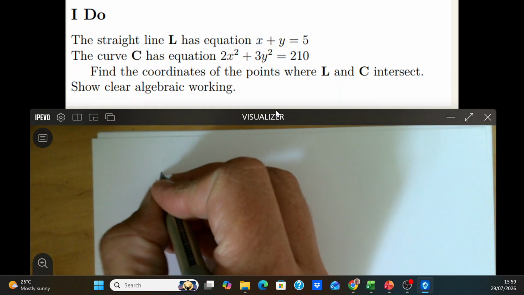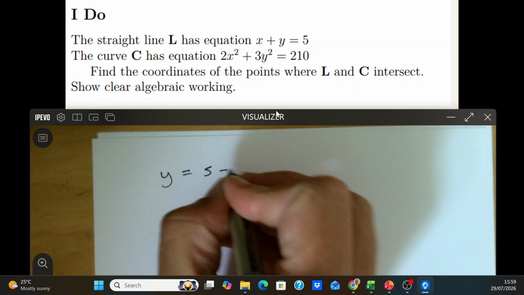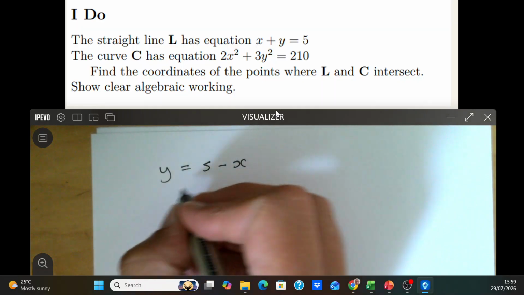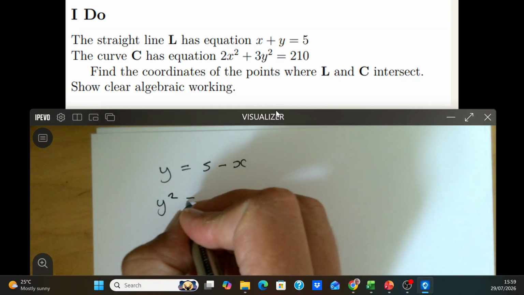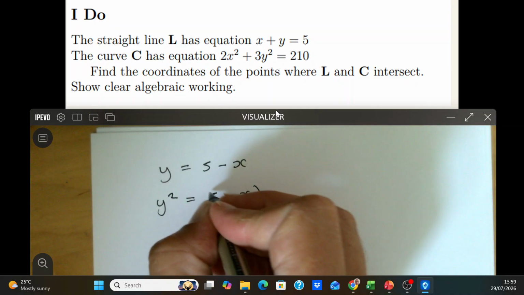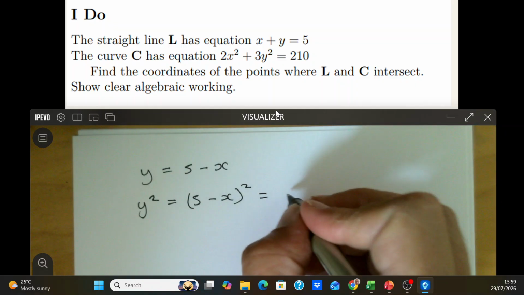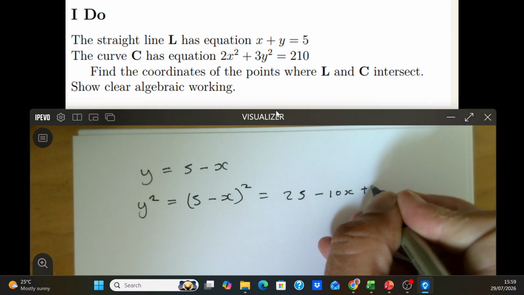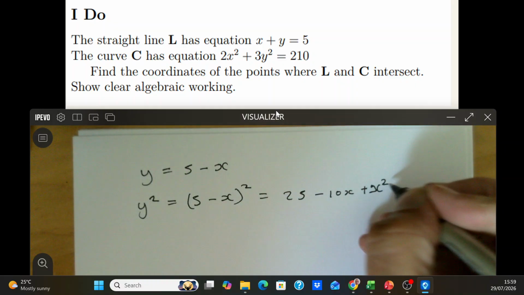So first of all, you know y equals 5 minus x. I'm going to substitute that in for y. I've got y squared, so I'm going to work out my y squared first: 25 minus 10x plus x squared.